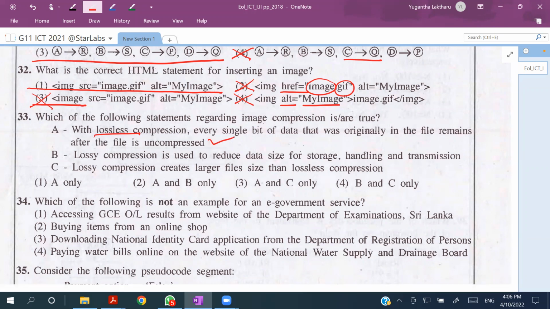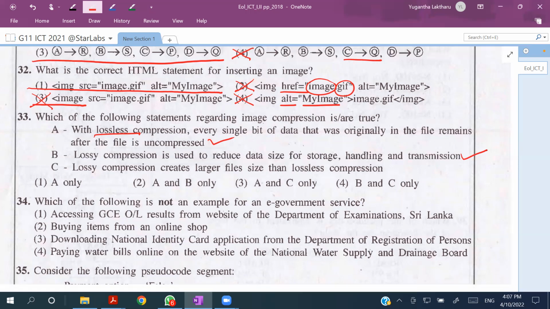That is lossless compression. If it is lossy compression, then certainly you are going to lose some of the data regarding the picture, which will result in low quality. Lossy compression is used to reduce data size for storage, handling, and transmission. Yes, that is why we use lossy compression, right? If you want to reduce the size of a particular picture, we can use lossy compression, but it will definitely result in low quality of the image.